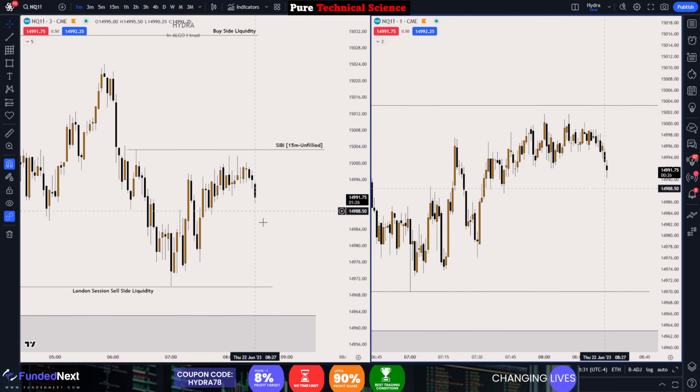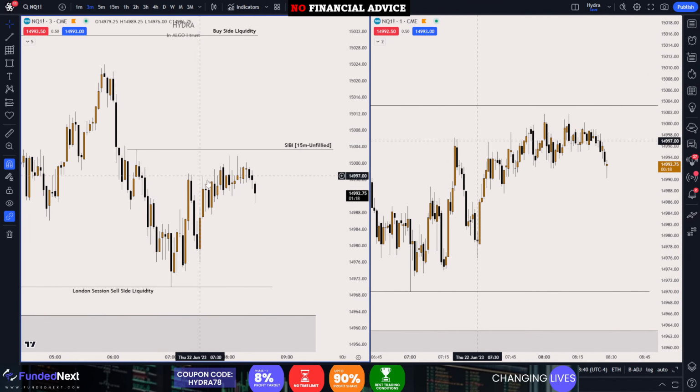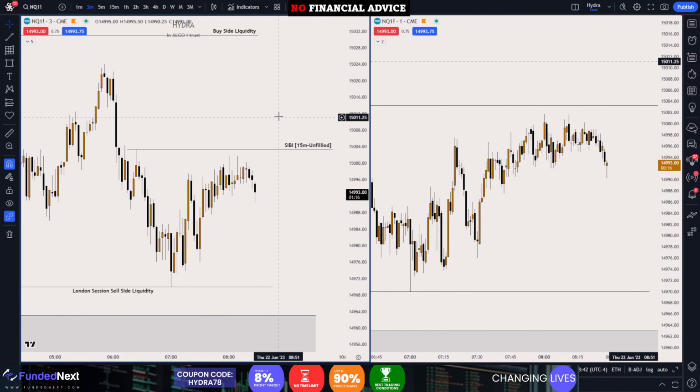So price is just consolidating, and we have our relative equal highs here, an unfilled fair value gap. So this is going to be the ideal scenario if price comes all the way up, tapping inside this CB here and then retracing.